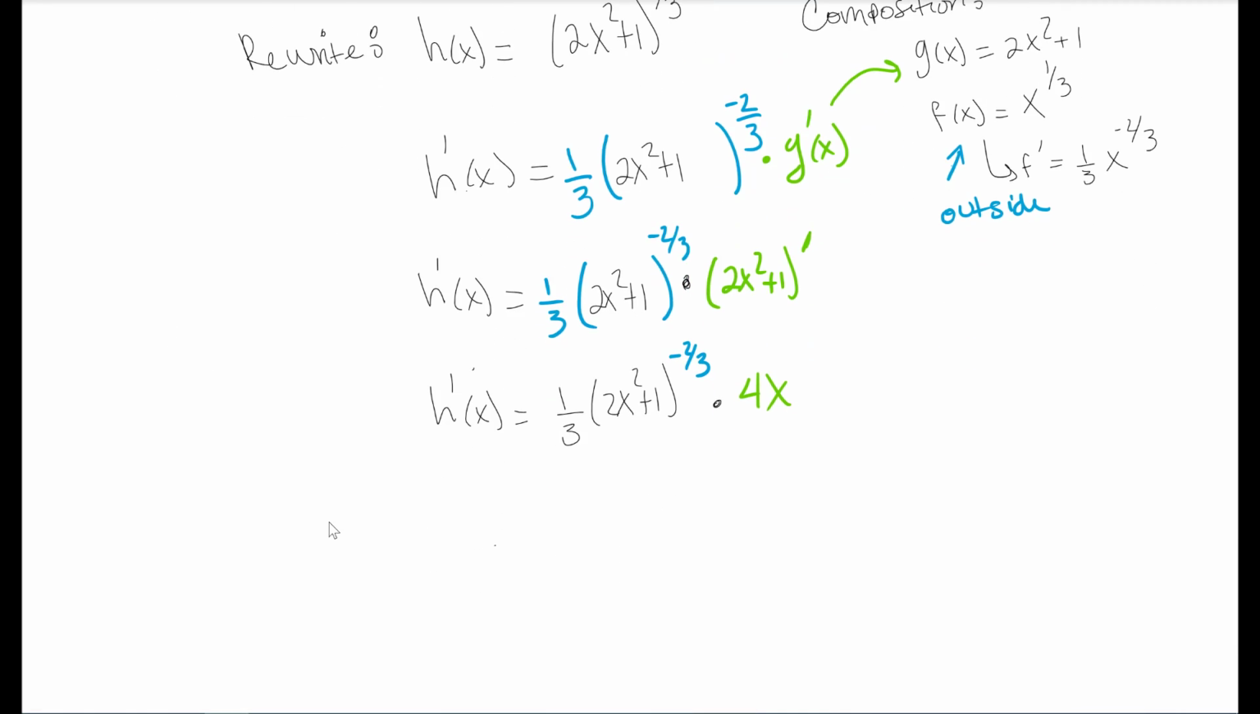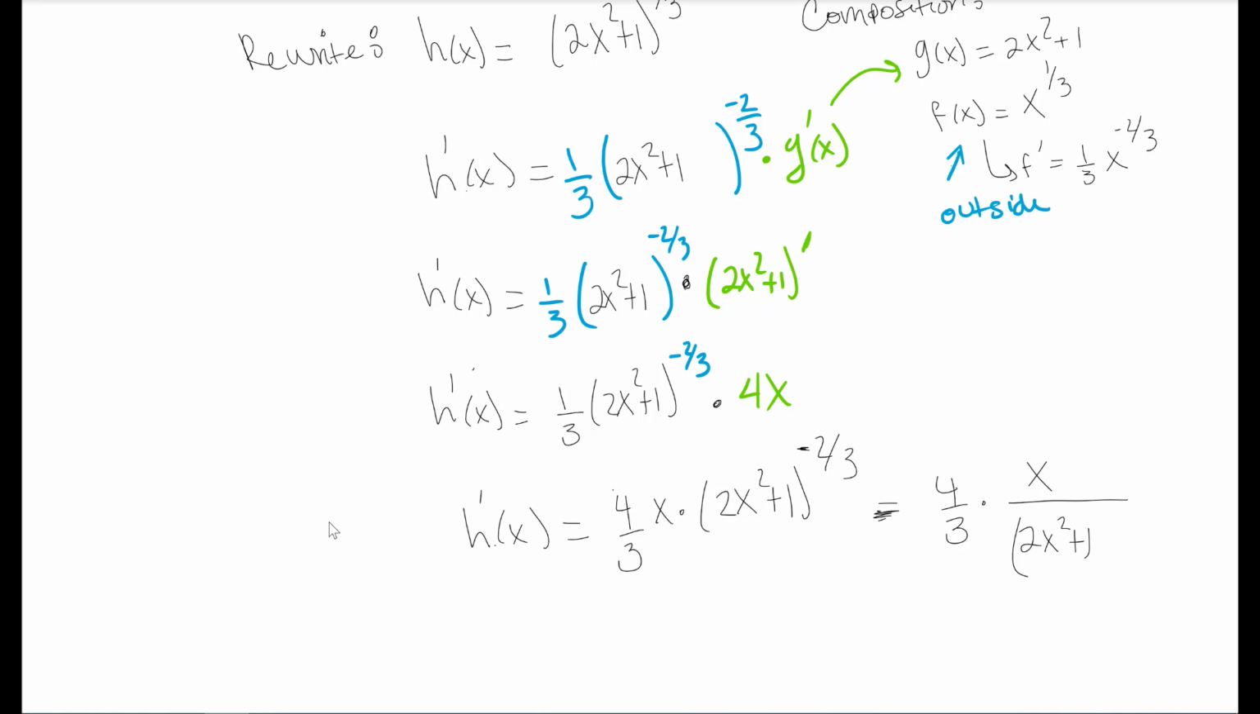So to simplify it, h prime of x is, I should bring the constants to the front, so it'll be 4/3 x times 2x squared plus 1 to the negative 2/3. Since that's a negative exponent, let's rewrite it on the bottom. So I'm going to have 4/3 times x stays on the top over, this whole thing is going to go to the bottom, to the positive 2/3. And that's our derivative.